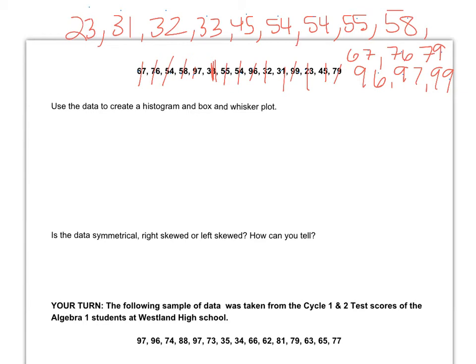So in order to create a histogram, I'm going to do a sketch of a frequency table. And on this side, I see that my lowest is 23 and my highest is 99. So I'm going to do 21 to 40, 41 to 60, 61 to 80, 81 to 100. Oops, sorry, that's kind of hard to see.